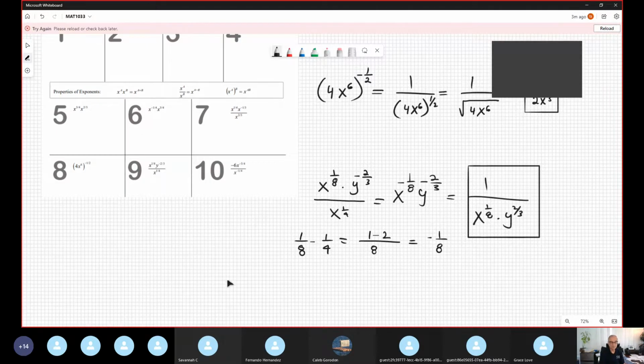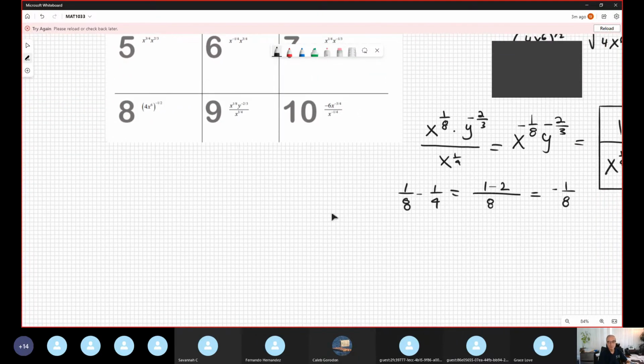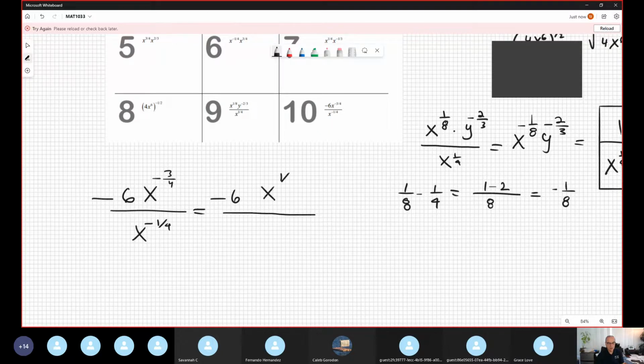Okay, let's do number 10. Number 10, you see the whiteboard or no? You see the whiteboard, right? Yes, we can see number 10. Number 10 says minus 6 x to the negative 3 over 4 divided by x to the minus 1 over 4. Wow, too many negatives. I don't like this. Minus 6, well, this is just a coefficient. And thus I propose you convert everything to positive. So x to the 1 over 4 at the top, x to the 3 over 4 at the bottom.